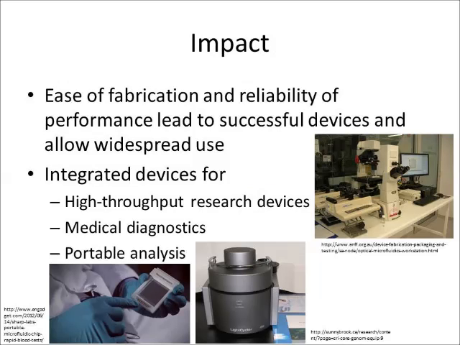The success of surface treatments is instrumental to the success of microfluidic devices. Ease of fabrication of the coatings and reliability of performance brought on by these coatings can lead to successful devices and allow widespread use of microfluidic technology. Integrated devices are currently in use and on the market for high-throughput research, medical diagnostics, and portable analysis.